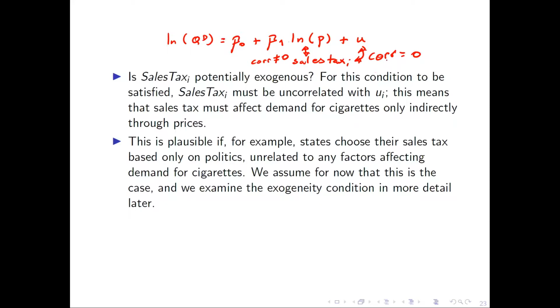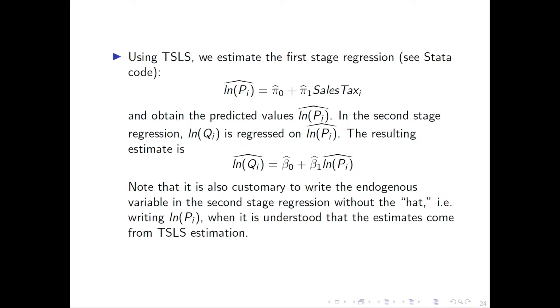One question here is the correlation between sales tax and the residual. So if this is 0, then we say that sales tax is indeed exogenous. Because sales tax is uncorrelated with the residual in the demand function, but price is correlated with the residual in the demand function, we can use sales tax to extract the portion of the price which is not correlated with the residual in the demand function.